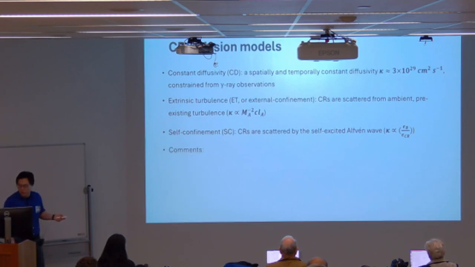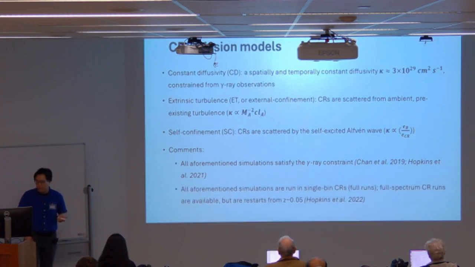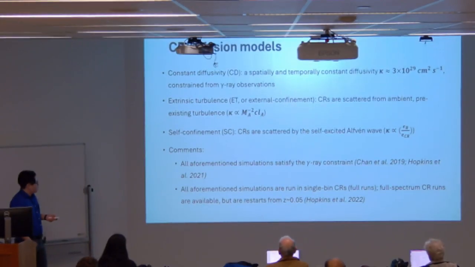Worth commenting here that all those simple models pass the basic gamma ray constraint, as mentioned in T.K. Chan et al. 2019 and Phil Hopkins et al. 2021. And we do have two spectrum cosmic ray runs.